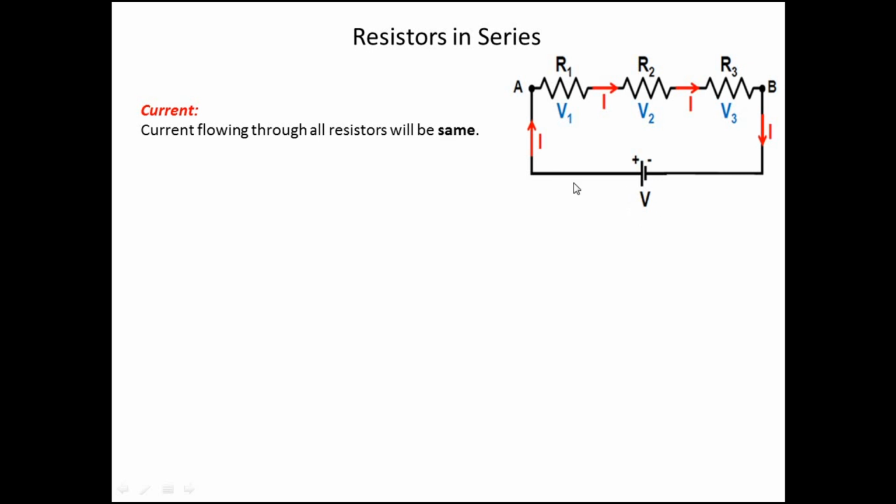In the case of voltage, the total voltage of the EMF is V across AB. This total voltage V gets divided into V1, V2 and V3. The voltage across R1 is between this point and this point, the voltage across R2 is between this point and this point, and the voltage across R3 is between this point and this point. So the total voltage will be the sum of these voltages. The voltage gets divided across each resistor. V is equal to V1 plus V2 plus V3.